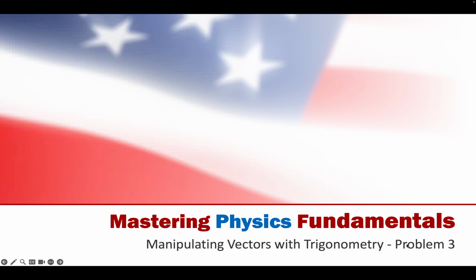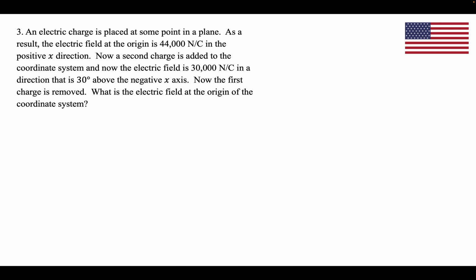This is problem 3 on the manipulating vectors with trigonometry worksheet. An electric charge is placed at some point in a plane. As a result, the electric field at the origin is 44,000 newtons per coulomb in the positive x direction. We'll put a second charge there. Now the electric field is 30,000 newtons per coulomb, 30 degrees above the negative x-axis. Now the first charge is removed. What is the field at the origin of the coordinate system?